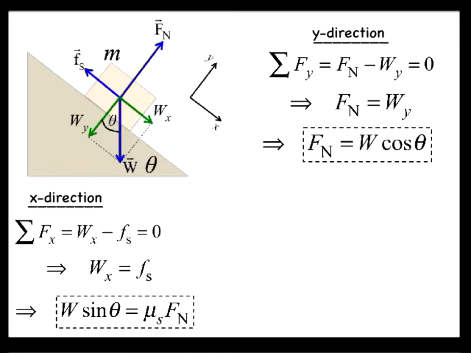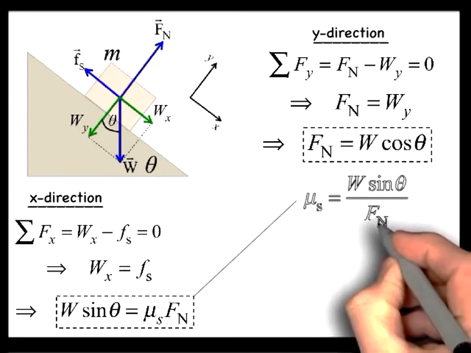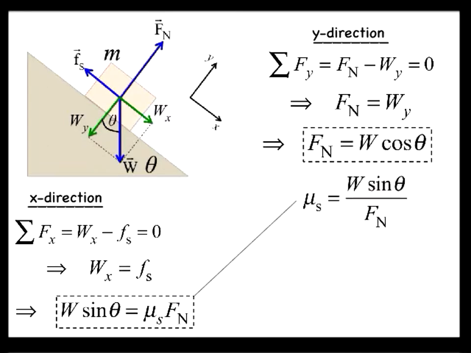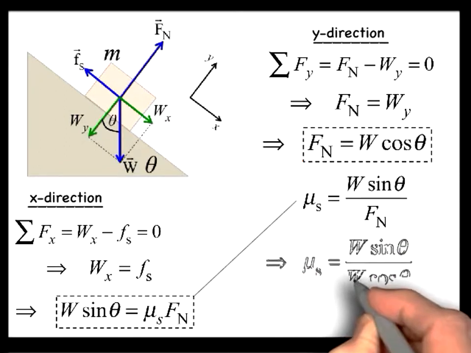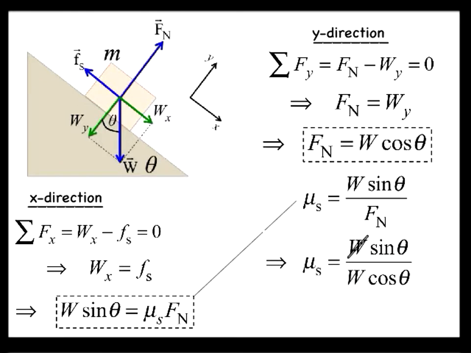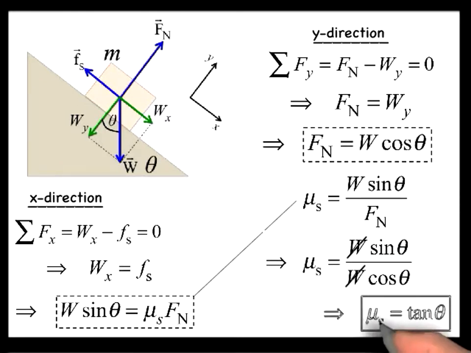Now we are ready for our final step, step 5, which is to solve these relationships for the unknown quantity. Here, we wish to write the coefficient of static friction, mu sub s, in terms of the other variables. From the first expression, we see that mu sub s will be equal to w sine theta divided by the normal force. But from the second relationship, the normal force is equal to w cosine theta. We can make this substitution into the first expression and simplify our result for mu sub s. We see that the weight cancels, and we get our final result that mu sub s is just equal to tangent theta. This is reasonable as mu sub s has to be a unitless number.